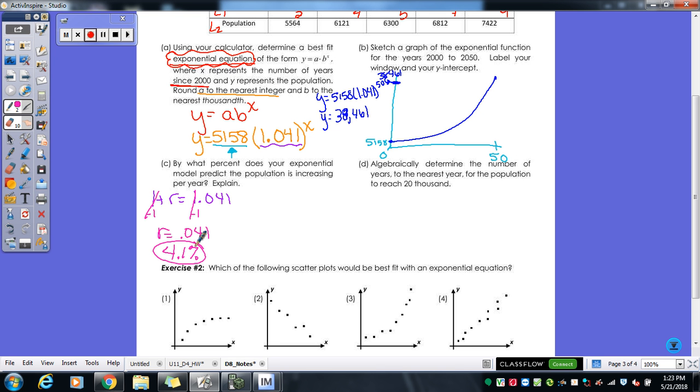What's missing from my answer? Explain. The b value is 1 plus rate. So subtract 1 and move the decimal.